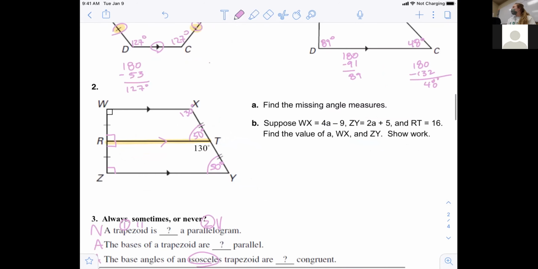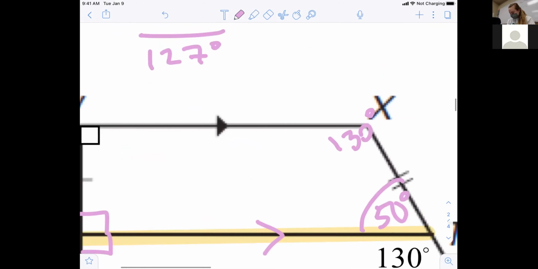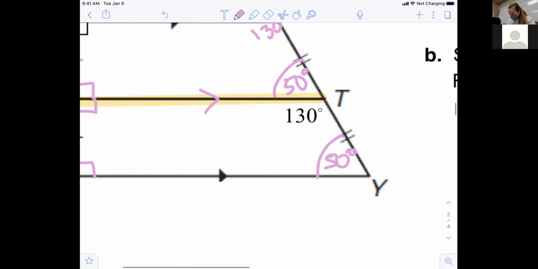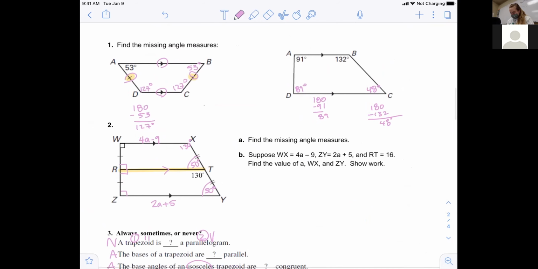The last thing we need to do is this letter B. Suppose WX is 4A minus 9. We're going to stop everything and label our picture as we go. 4A minus 9. ZY is 2A plus 5. And then RT is 16.